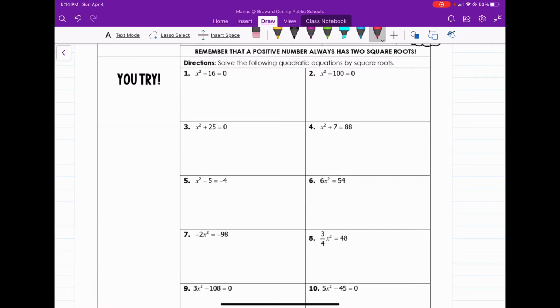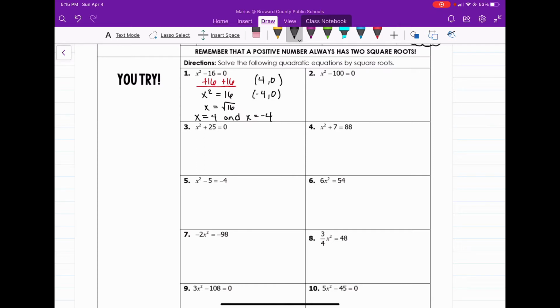For number one, the first thing I would do is add 16 to both sides. When I do that, I'm going to rewrite it to say x squared equals 16. And then we're going to take the square root of both sides. What's the square root of 16? Positive 4 and negative 4. So x is going to equal positive 4 and x is going to equal negative 4. If I wanted to write my solutions, I could write them as (4, 0) and (negative 4, 0).